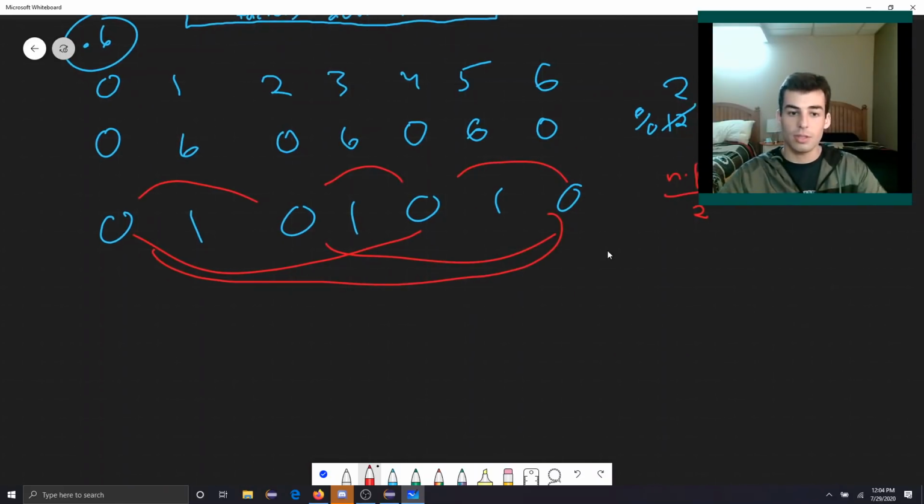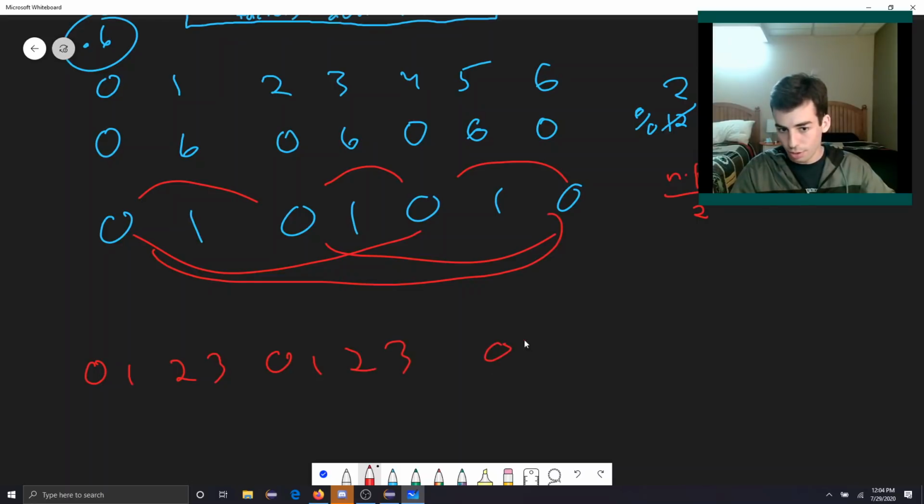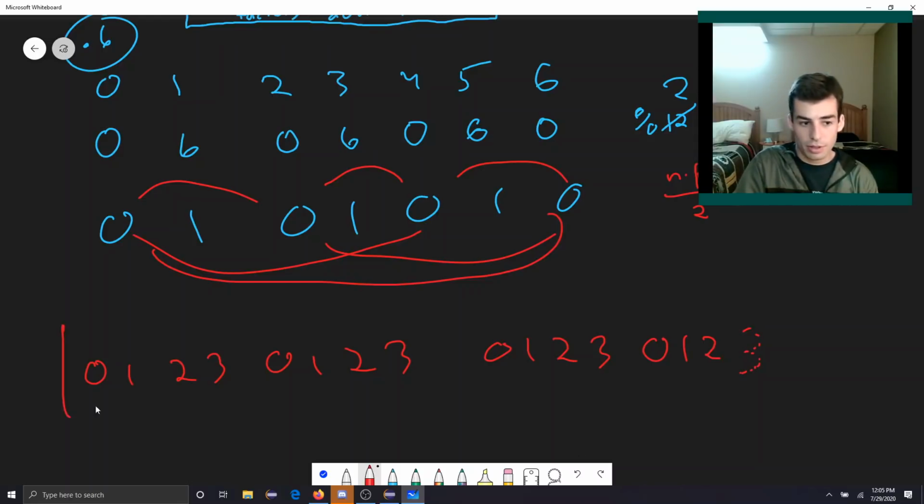So what we can notice is if we have something like this, maybe for a bigger mod, it'll look something like this. It'll be like 0, 1, 2, 3, 0, 1, 2, 3, 0, 1, 2, 3, and maybe 0, 1, and it stops there. Or maybe 0, 1, 2, and it stops there. So we're missing this 3 that we don't actually have. So this is our entire array.